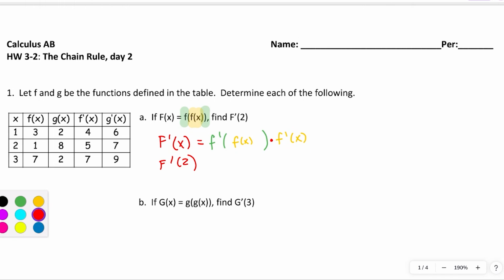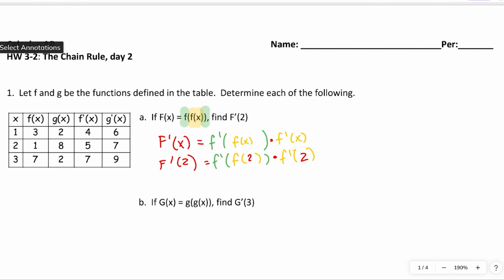So if we want to compute capital F prime of 2, or the instantaneous rate of change of capital F at 2, we're going to first evaluate f of 2 inside of, or here, let's go back to the color scheme. We're going to substitute in 2 for every instance of x that we see. So here we have f prime of f of 2 times f prime of 2. And all these values will be gotten from the table. I'll do this as 2 separate steps.